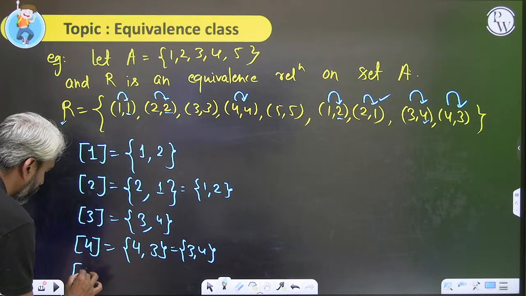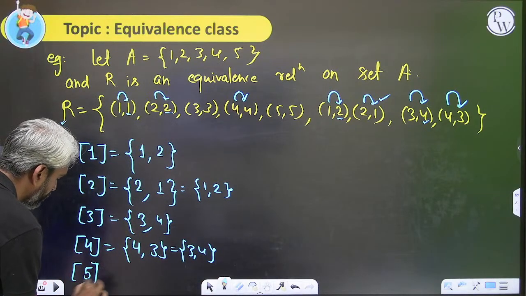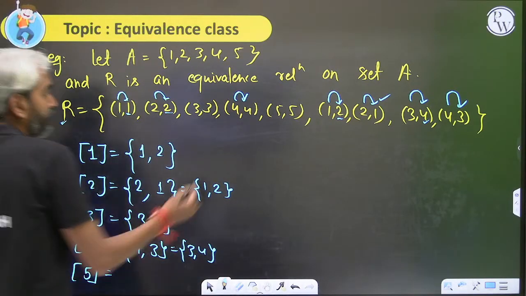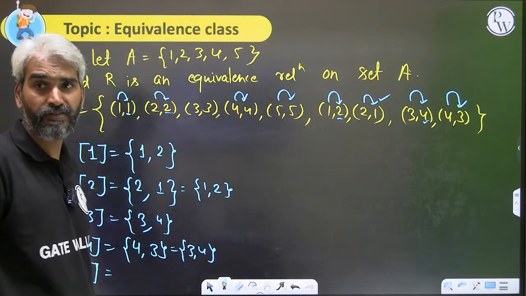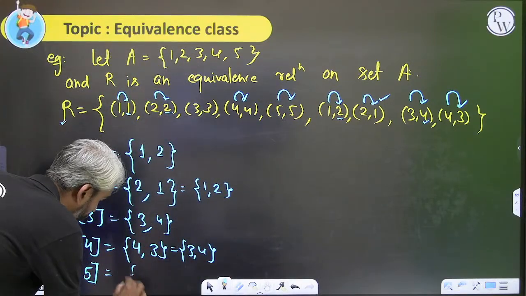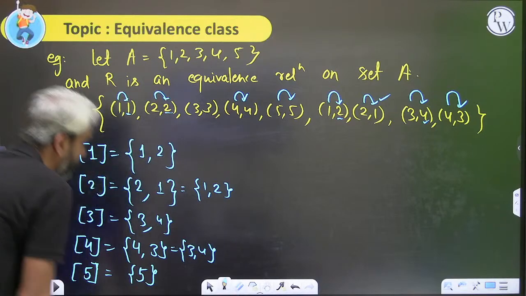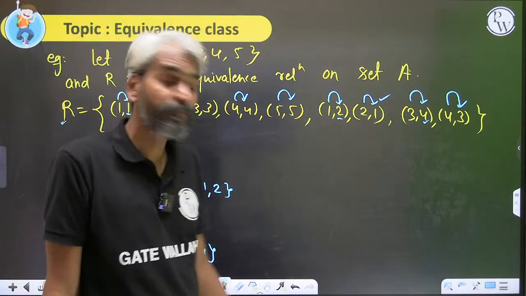Now what will be the equivalence class of 5? Sir, the only ordered pair with respect to element 5 is (5,5). That is, 5 relates with 5. Therefore, the only element in the equivalence class of 5 will be 5.